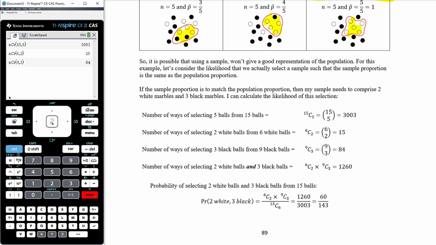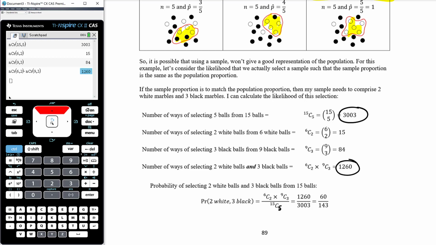And then the number of ways of selecting 2 white balls and 3 black balls. When we use the word and, we're multiplying, so it's going to be that times that. We want to choose 2 white balls from the 6 white balls and choose 3 black balls from the 9 black balls. That is 1260. And so the probability of selecting 2 white balls and 3 black balls from 15 balls is this divided by this. Now there's actually a slight error there, sorry, that should have been 15 choose 5.